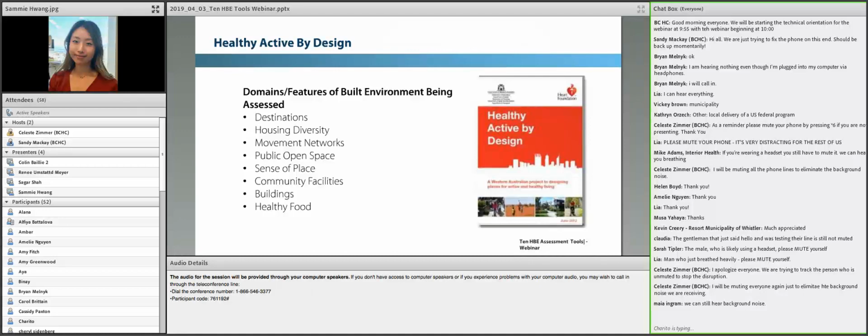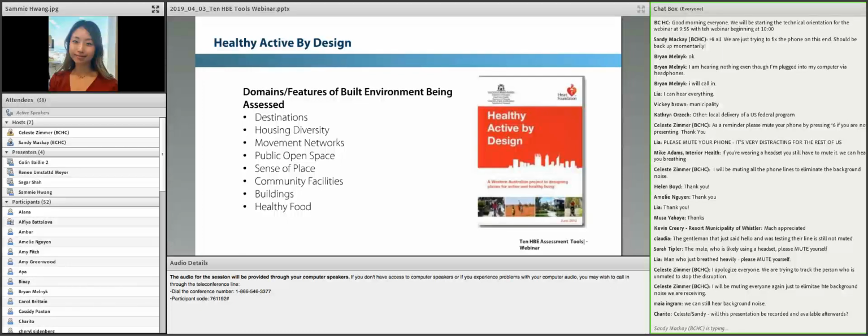The Healthy Active by Design was developed by the Heart Foundation, and it's a master checklist that aims to create developments that encourage physical activity and support positive health outcomes. The tool promotes collaboration between government agencies, land developers, and the community, because everybody has an important role to play in healthy community development. For each domain, there are various principles and considerations to look at, which include destinations, housing diversity, movement networks, public open space, sense of place, community facilities, buildings, and healthy food.